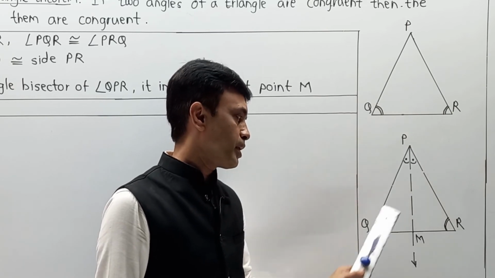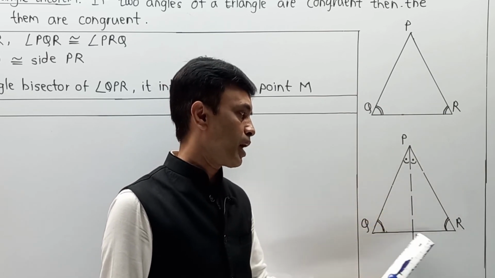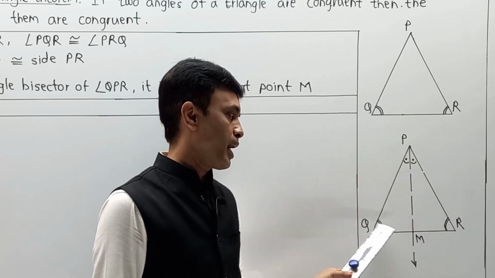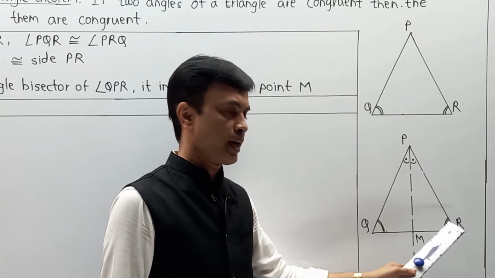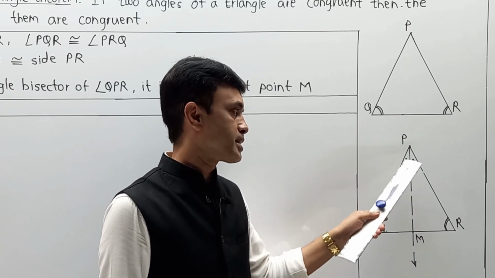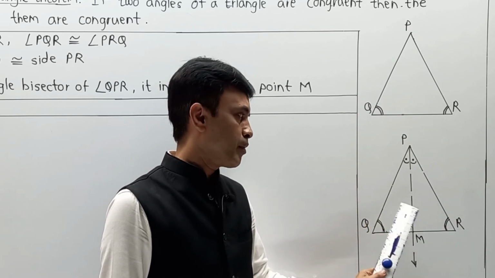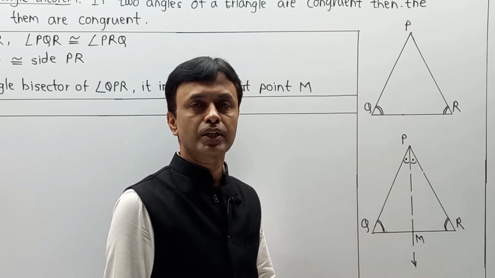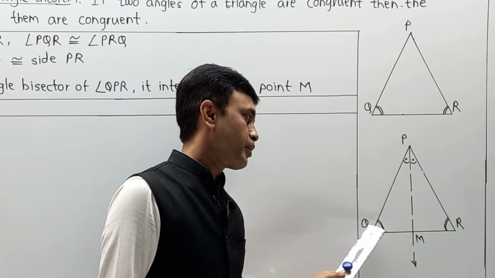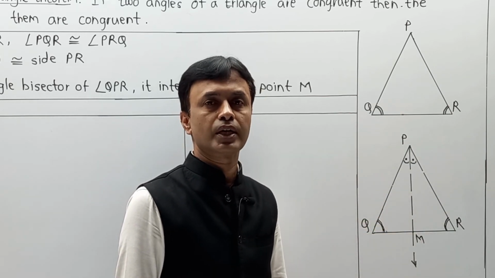Naturally, triangle PQM is congruent to triangle PRM by the side-angle-angle test of congruency, or you can shortly call it the SAA test of congruency. When two triangles are congruent, then their respective sides and respective angles must be congruent. Then we can write, therefore, PQ is congruent to PR. Reason, corresponding sides of congruent triangles.